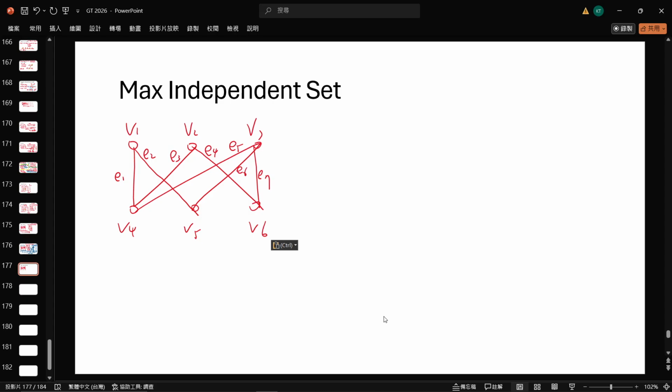So for maximum independent set, the problem is to pick vertices, okay? And you want to pick vertices so that the chosen vertices are not adjacent to each other, okay? And you want to maximize the number of vertices that you choose. So naturally, you will create a variable for every vertex because that's the thing that you have to decide, whether V1 is chosen or not, whether V2 is chosen or not, and so on and so forth. So create a variable for every vertex, okay?